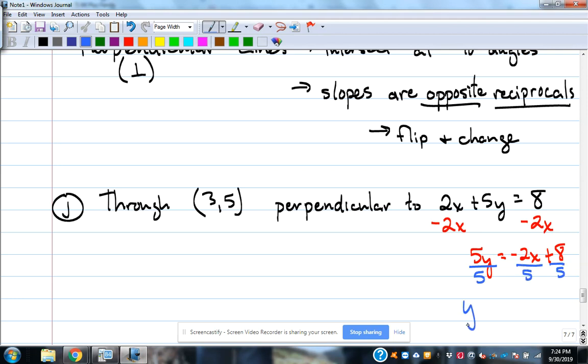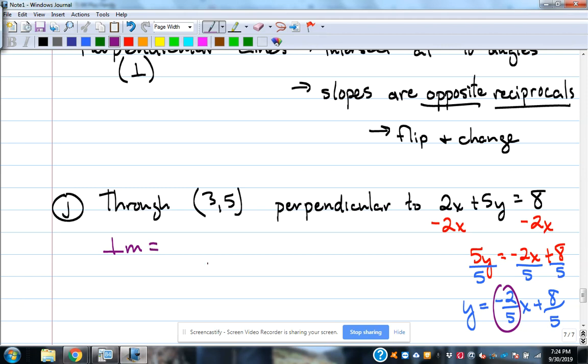Everybody gets divided by 5. The only part that I care anything about for this problem is the slope, which is what? Negative 2/5. So the perpendicular slope, and this is where I use that symbol. Perpendicular slope. I usually write that there so I make sure that I use the right one.